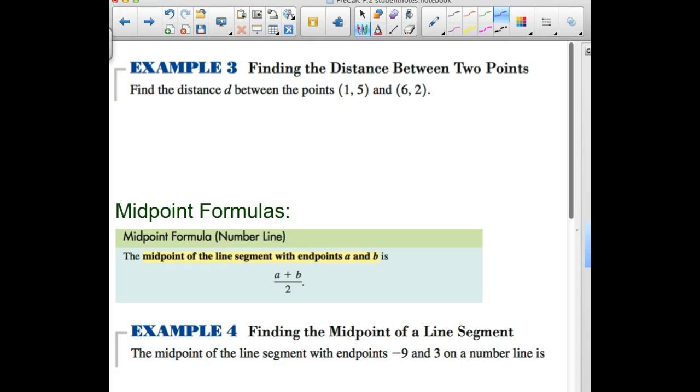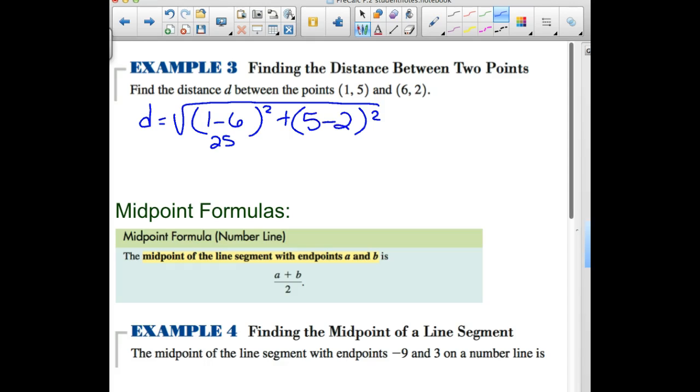All right, example 3. Find the distance between the 2 points. Remember, it doesn't matter which one you call point 1, which one you call point 2. When you square it, you're going to get the same answers either way. So our distance is the square root. In our first parenthesis, we want to subtract our x coordinates. So 1 minus 6 or 6 minus 1 doesn't matter. Either way, when we square it, we get 25. Our second point, we want to subtract our y values. So 5 minus 2, which would give us 3. 3 squared is 9. Adding those pieces together, we have the square root of 34.